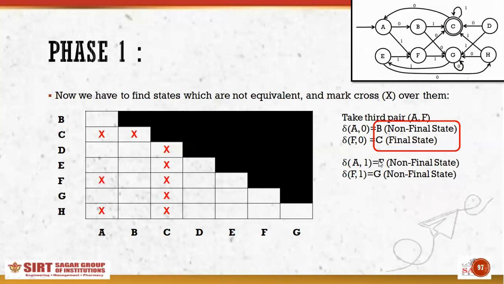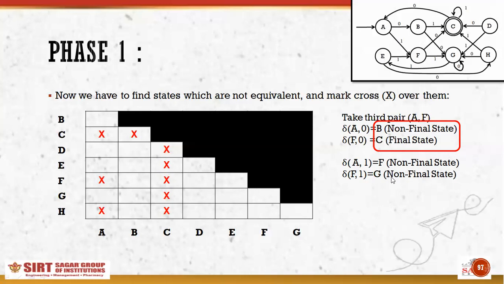Now in AF, on giving 0 and 1, by making those transitions we'll look for the output. On giving 0 to A and F, we are getting B and C, and B is the non-final state and C is the final state. So this is the pair we are looking for, and we'll mark a cross directly in AF. There is no need to look at the 1 transition in this step. We can mark a cross by merely looking at the 0 transition of this pair.